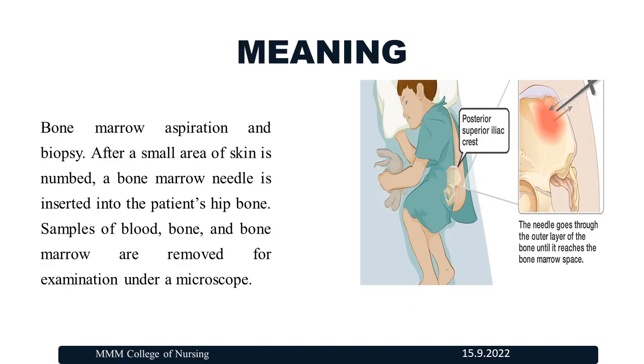What is the meaning of bone marrow aspiration and biopsy? A small area of skin is numbed. A bone marrow needle is inserted into the patient's hip bone or the particular area to be investigated. Samples of the blood, bone and bone marrow are removed for examination under a microscope.